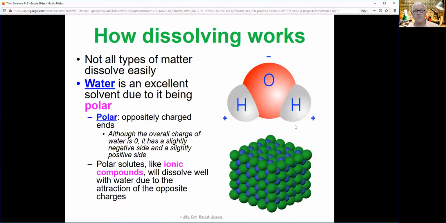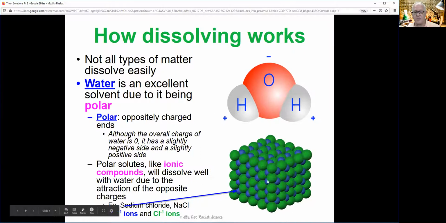Polar solutes, like ionic compounds, will dissolve well with water due to the attraction of the opposite charges. Let's look at that. So something like sodium chloride or salt will dissolve very well in water. Also, sugar will dissolve well in water.